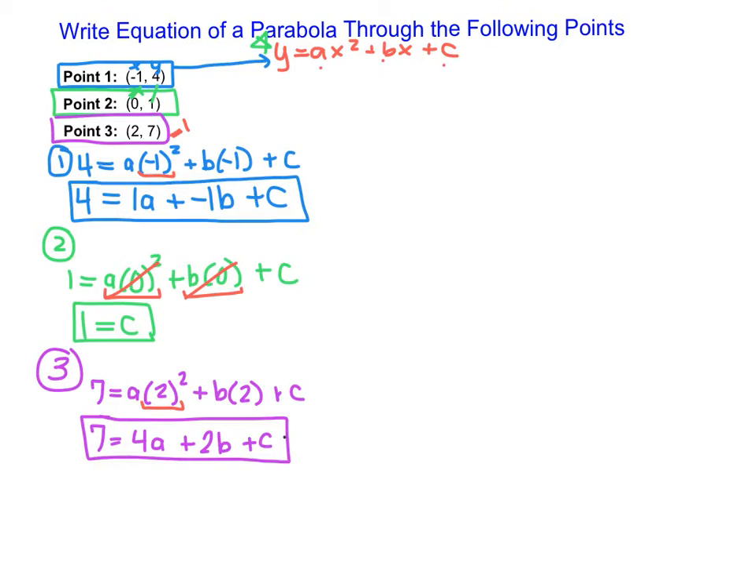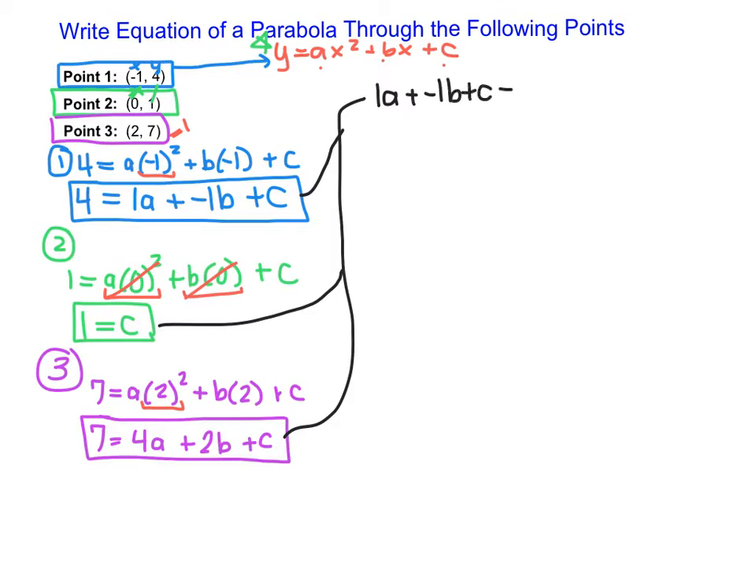So now I'm just going to rewrite all of these equations up here together. So this first one, I'm going to write the variables first. So I have 1a plus a negative 1b plus c equals 4. I then have c equals 1, and I have 4a plus 2b plus c equals 7. Now I'm not sure if you're noticing this or not, but what we have here are 3 equations and 3 variables. So this is very similar to the 3 variable systems that we solved earlier in the class.